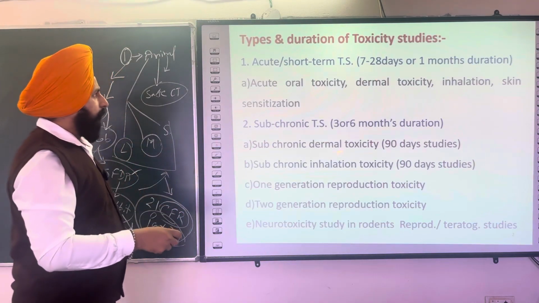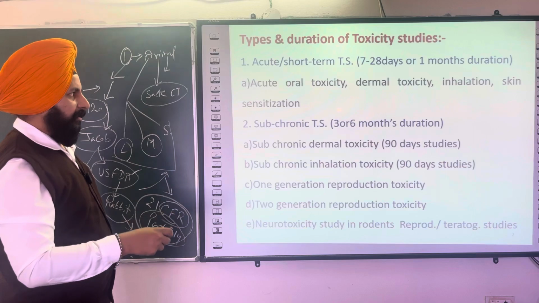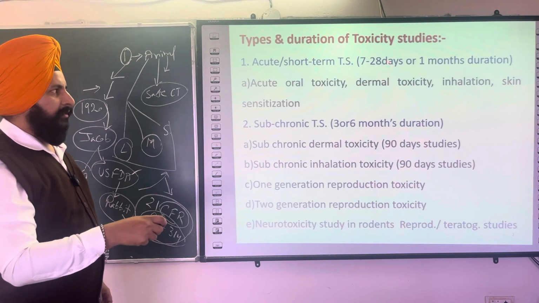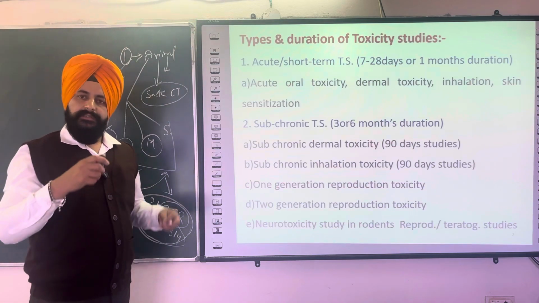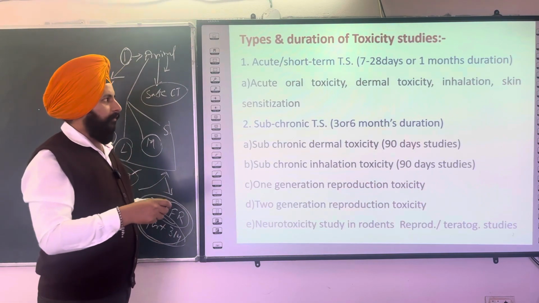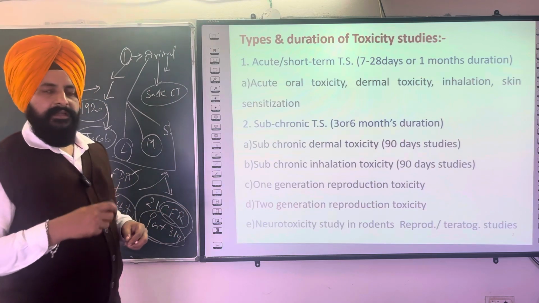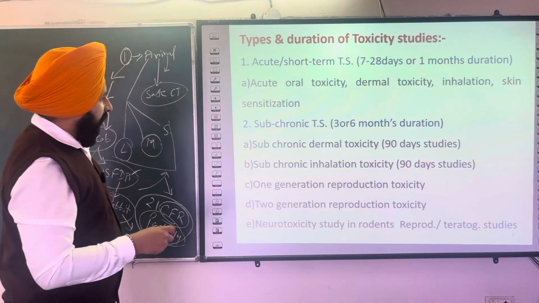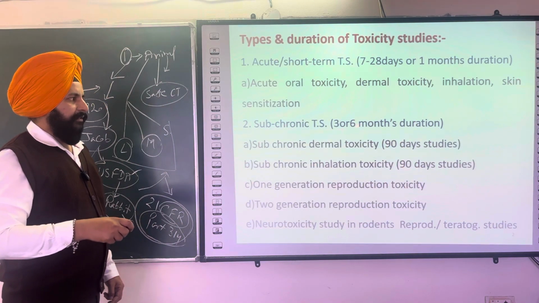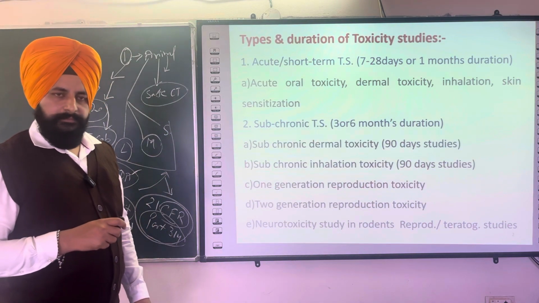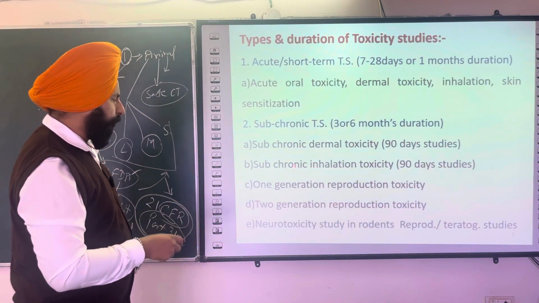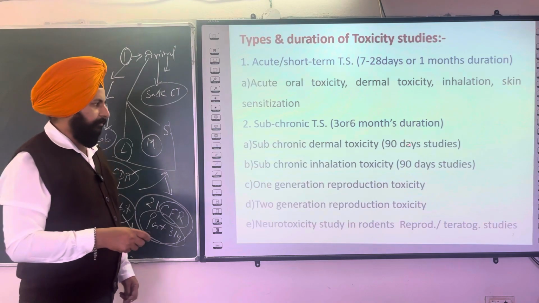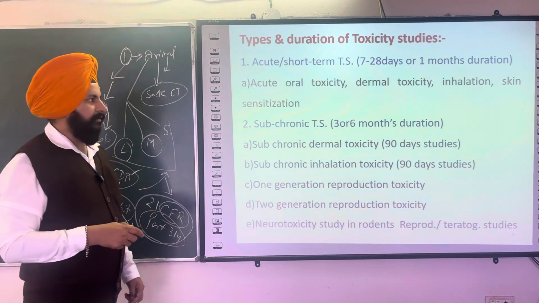So there are a few types of toxicity studies. Acute, as it indicates, means the drug will be administered or applied for 7 to 28 days, at least for a duration of 1 month. The second is subchronic toxicity. It means the duration will be for 3 to 6 months. And there are a few more types of toxicity. In the next coming lecture I will explain each and everything about this.